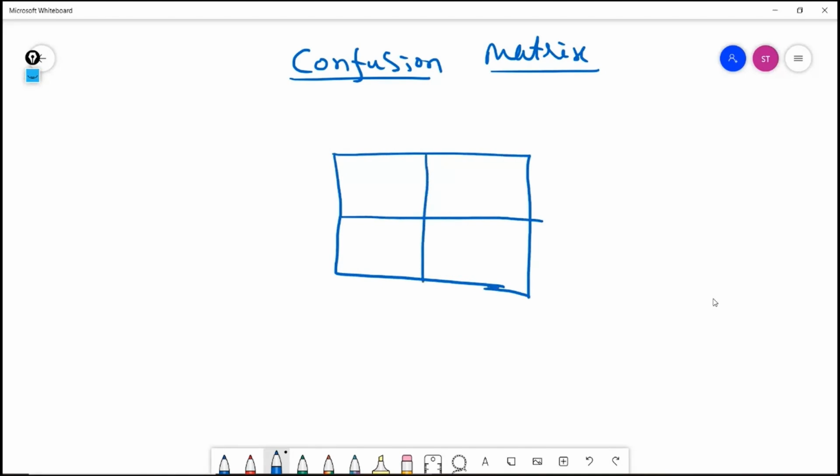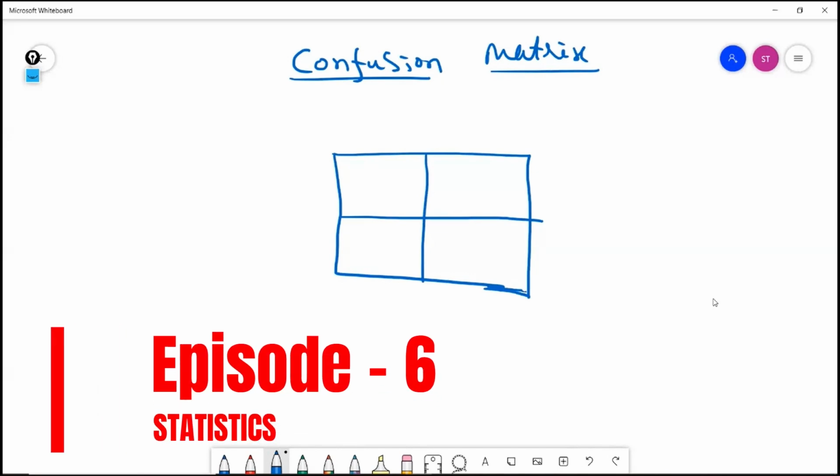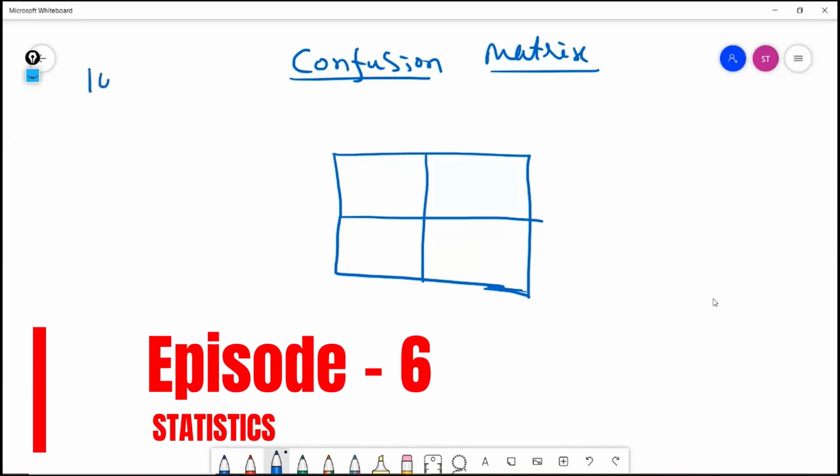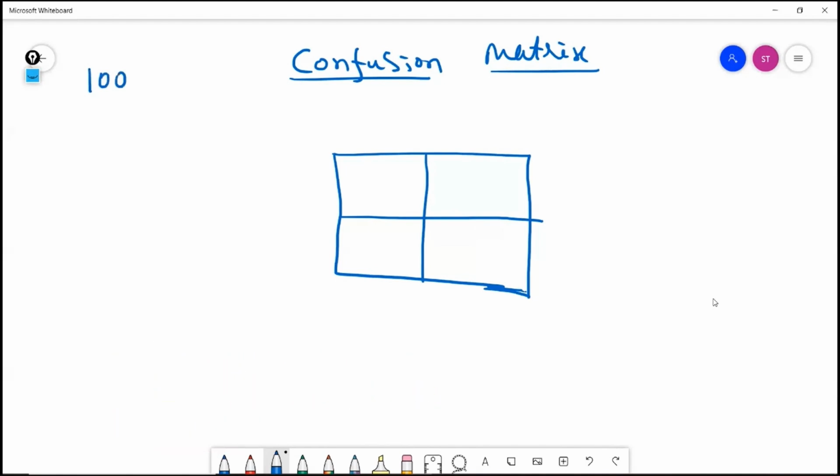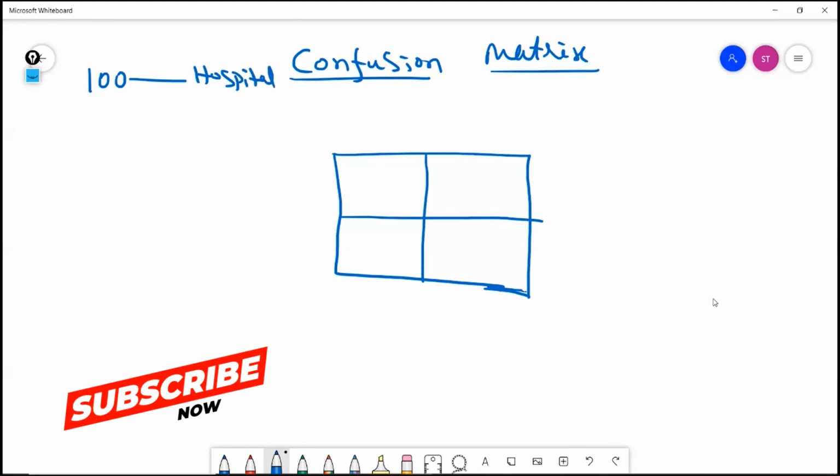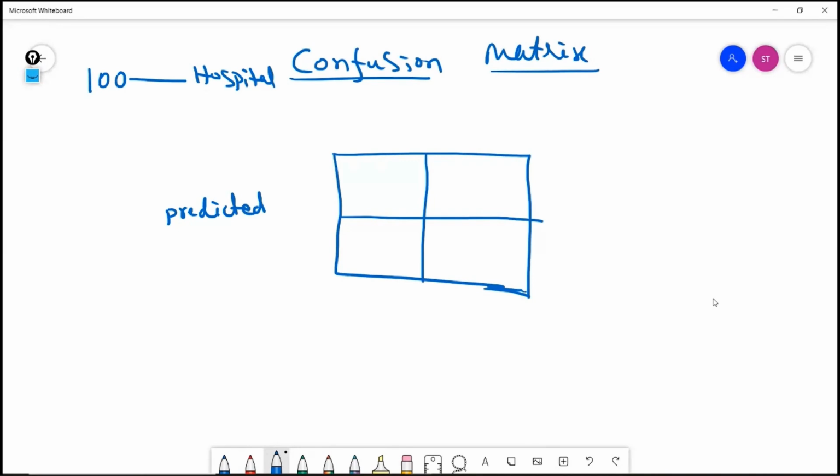Pardon my lines here. Say that let's take a COVID example. Say that there are 100 people, and I know their result, whether they are positive or negative. I know all the results basically. So what I will do, I will take them to a hospital, and the doctor predicts. This is a prediction. So predicted data, and I have actual data.